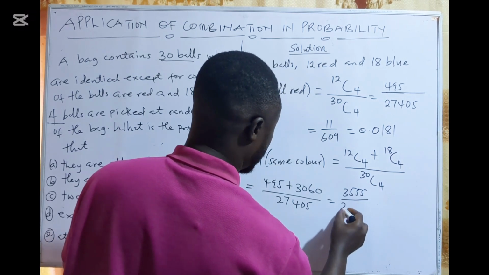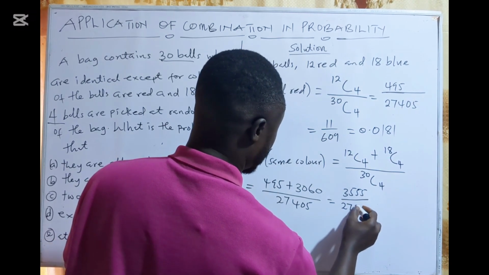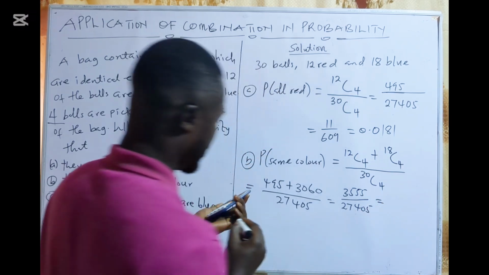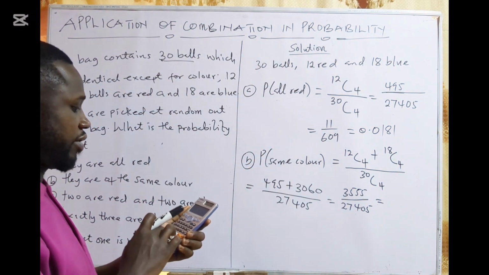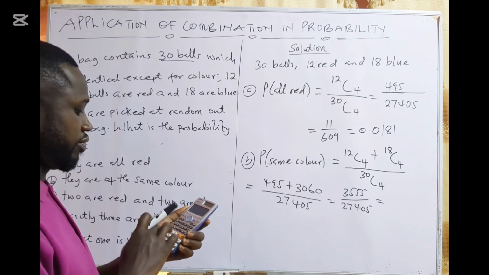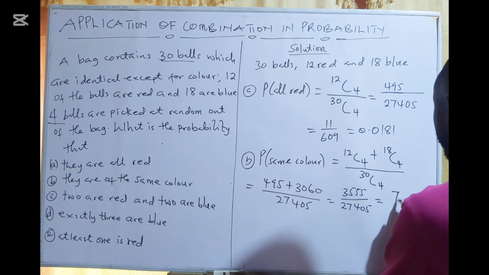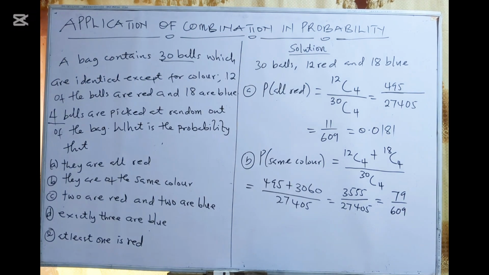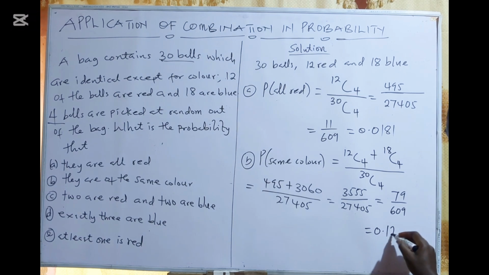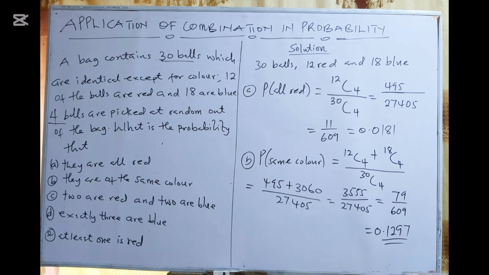All divided by 27405. And let's see what we are going to get. 3555 divided by 27405, and that will be 79 over 609. Maybe if you want the decimal, then the decimal will be 0.1297. So they are the same color.